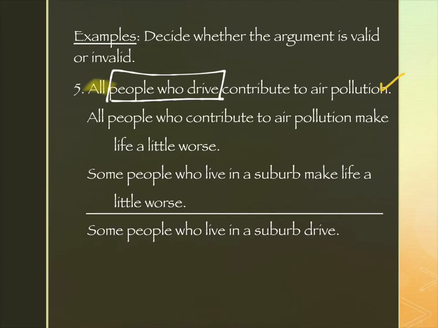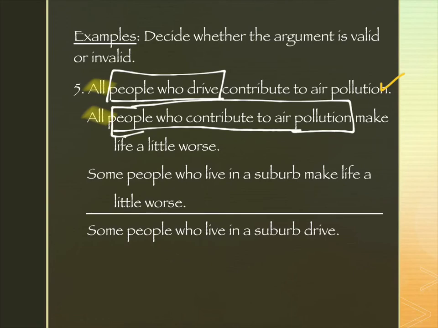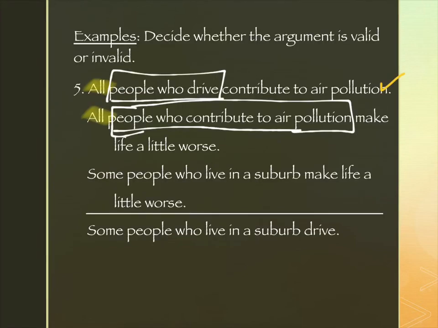Now the second sentence says, all people who contribute to air pollution make life a little worse. I hope you see that there's another all. And all means I'm going to have concentric or embedded circles, right? Notice this first statement, however: the people who contribute to air pollution is already in my diagram, isn't it? I already have a circle representing that. But looking at this sentence, it tells me how it's going to relate to the next piece.